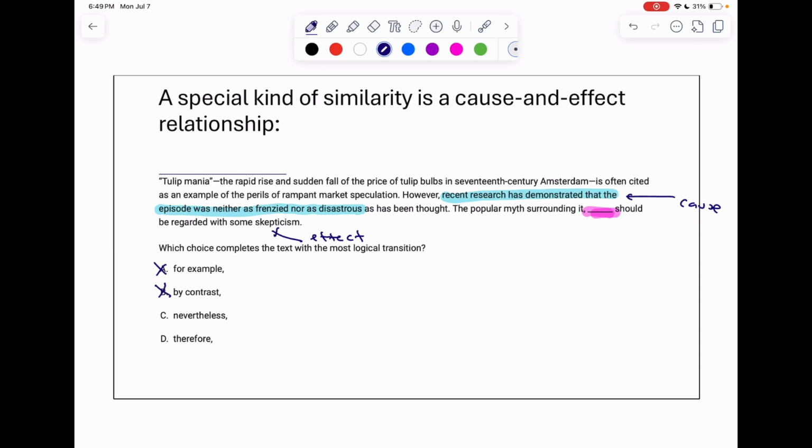Nevertheless is also a contrasting connector. It says, ignore what I said before. I'm going to say something a little bit different, not what we want. And then therefore. Therefore means this first thing was the cause of the second thing. So that is the transition that we want here.